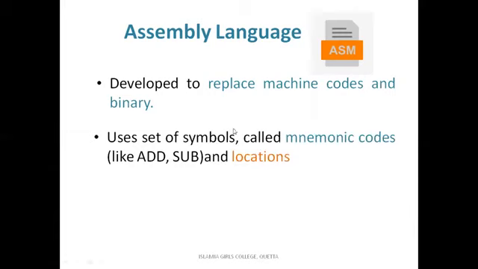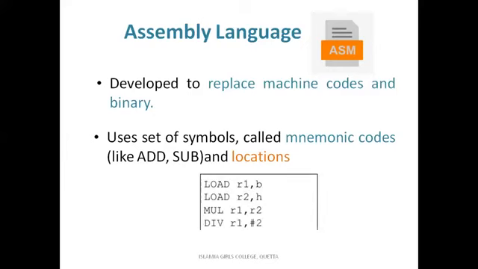It uses a set of symbols, and those symbols are called mnemonic codes. Those mnemonic codes consist of 3 or 4 letters, like add, sub. Add means addition and sub means subtraction, showing which operation is being performed, and locations. By locations we mean the memory locations where the operands or data are present.